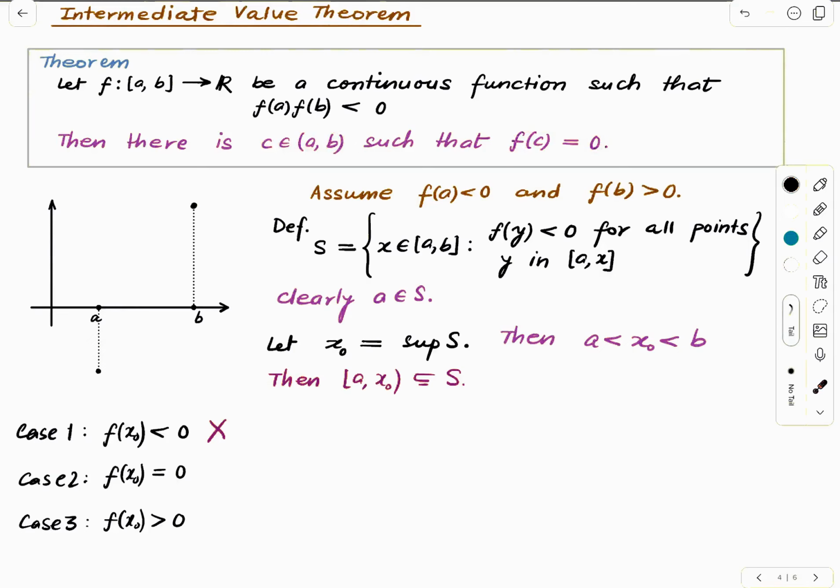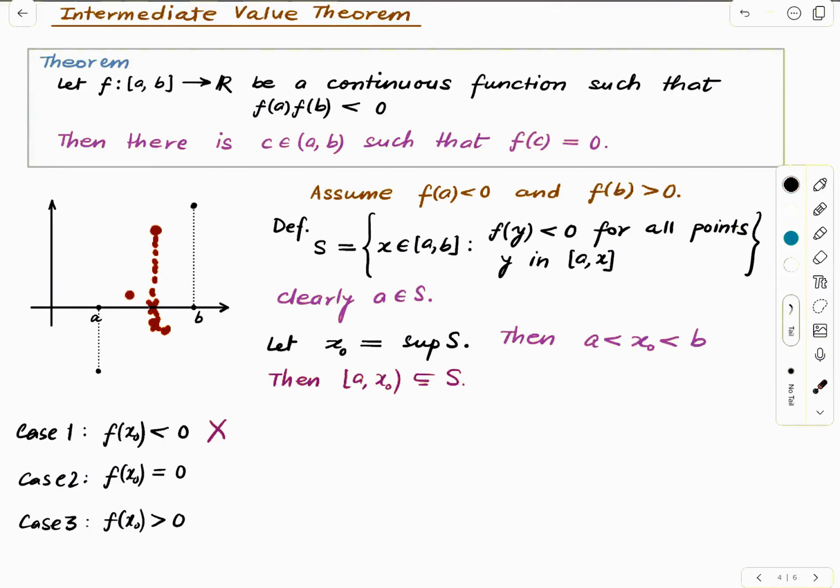And case 3 is also something we will rule out, because suppose x0 is here and the value of the function is positive here, then the value will be positive in an entire neighborhood around the point x0, and therefore any point on the left side of x0 and also in this neighborhood, the function will take positive value. Let me draw that again. x0 is here, the function takes positive value at x0.